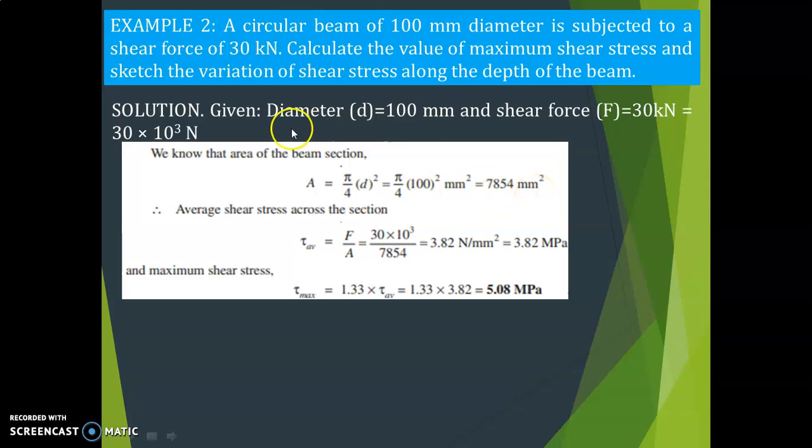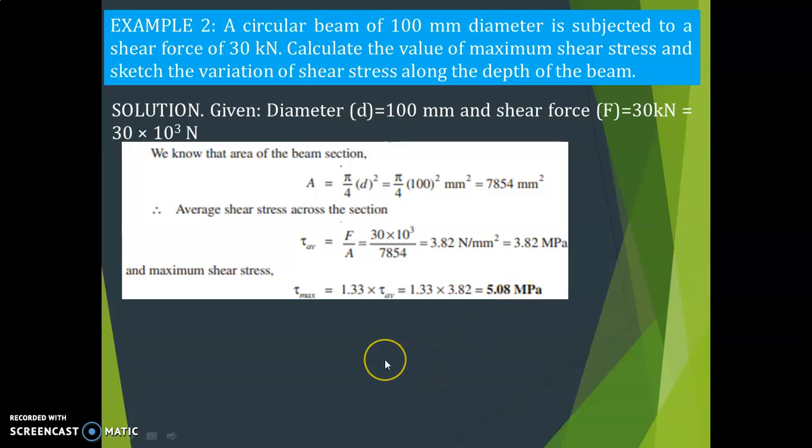Next, you have the shear force value, no need to calculate it here. So you can calculate the average shear stress, that is tau average is equal to F divided by A. Substitute F is equal to 30 into 10 raised to 3 divided by 7854 area, that is equal to 3.82 Newton per millimeter square, that is equal to 3.82 MPa. Now you can calculate the maximum shear stress, tau maximum is equal to 1.33 times tau average, 1.33 times 3.82, that is equal to 5.08.